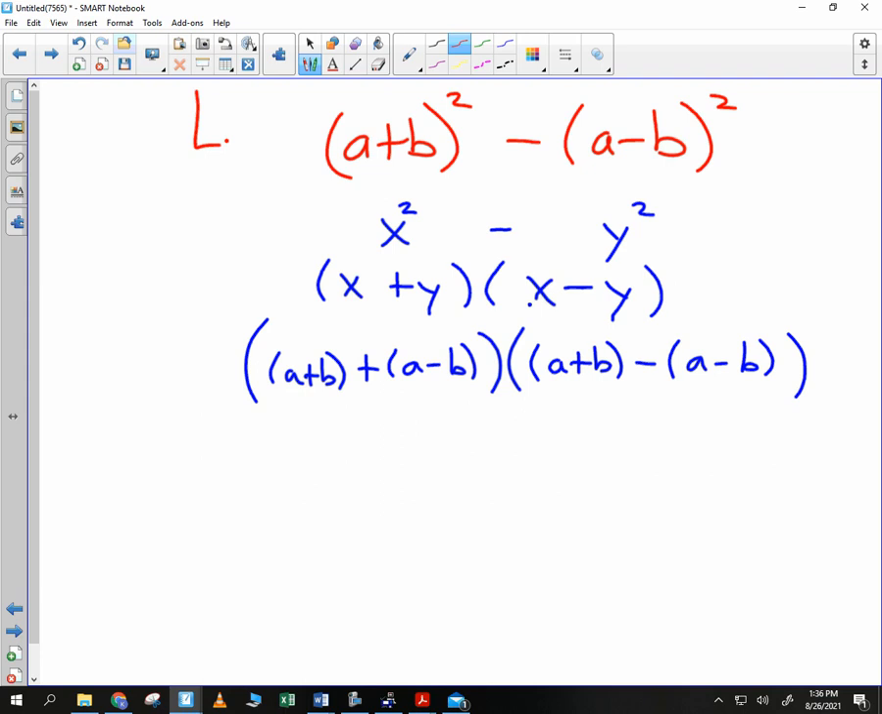So the key here is to now recognize you have this thing plus this thing. What do you have to recognize is going to happen if you add these together? What cancels? B and negative b, right? So you get a plus a, which is 2a.